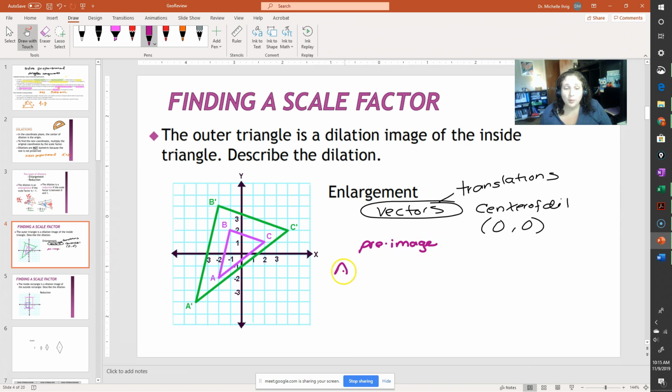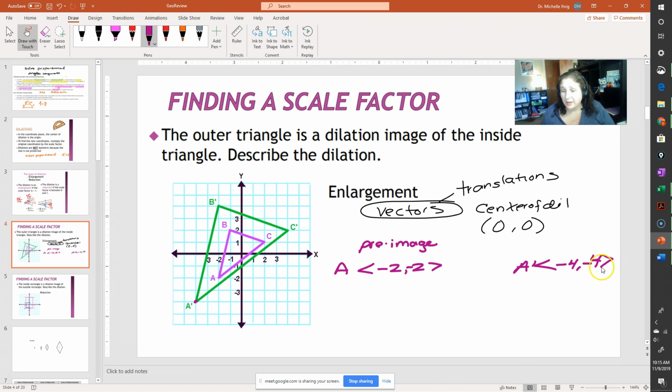So we know that point A is -2 for the x and 2 for the y. So from 0, I had to go left 2 and down 2. However, when I have my A prime point and I find my vector, this is at -4, -4. Oops.